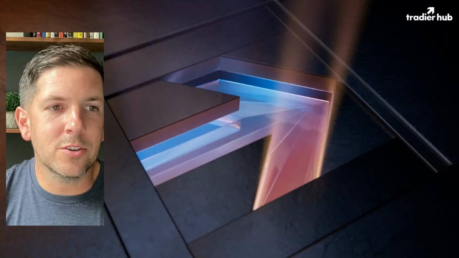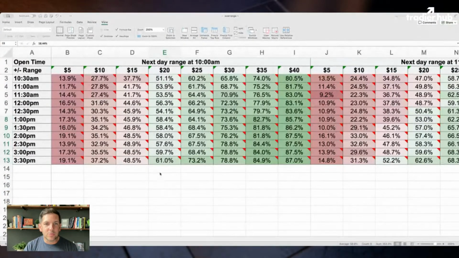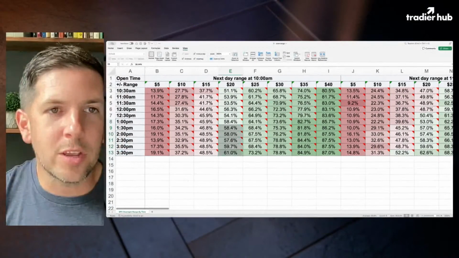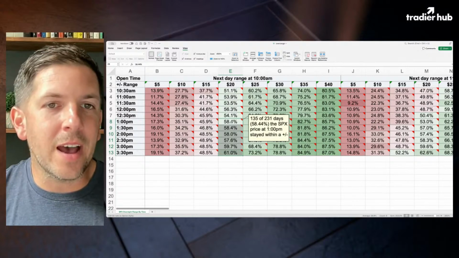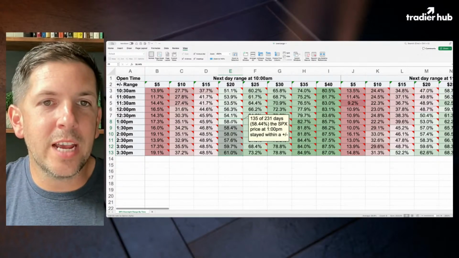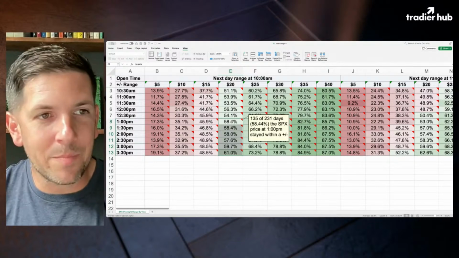here, let me stop sharing this screen. Can I switch back to the other one here really quick, because I feel like this is an important part. Okay, so remember here, inside of our opening range research, what we're looking at is opening a position at 1 p.m. and further, and we've got over a 55, 58, almost 60% chance that SPX is within $20 by 10 a.m. the next day.